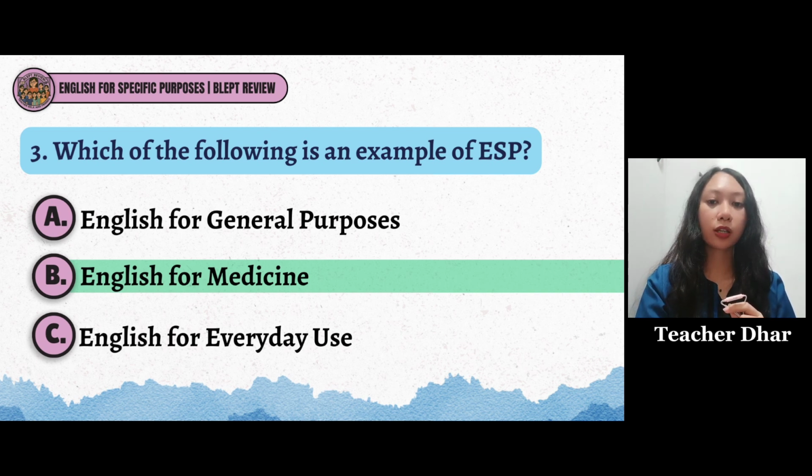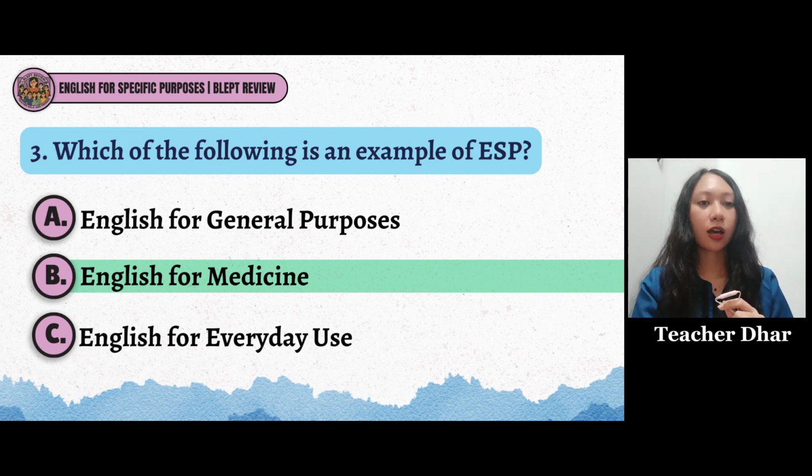The other options are not examples of ESP because letter A, English for general purposes, is a broad, general English course that doesn't focus on a specific profession or field. And letter C, English for everyday use, is also a general English course that focuses on practical, everyday communication skills rather than specialized language skills. Okay, let's proceed to the fourth question.